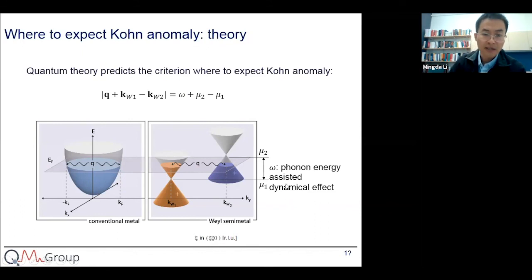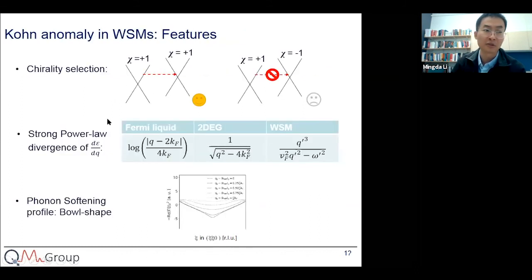Compared to the conventional Kohn anomaly, there are a few distinct features. One is chirality selection. Because electron-phonon coupling preserves chirality, if there are two Weyl cones, only when they share the same chirality, like right chiral to right chiral or left chiral to left chiral, is the transition possible. If they have opposite chirality, the transition becomes forbidden. Later we'll see we can experimentally test these predictions.